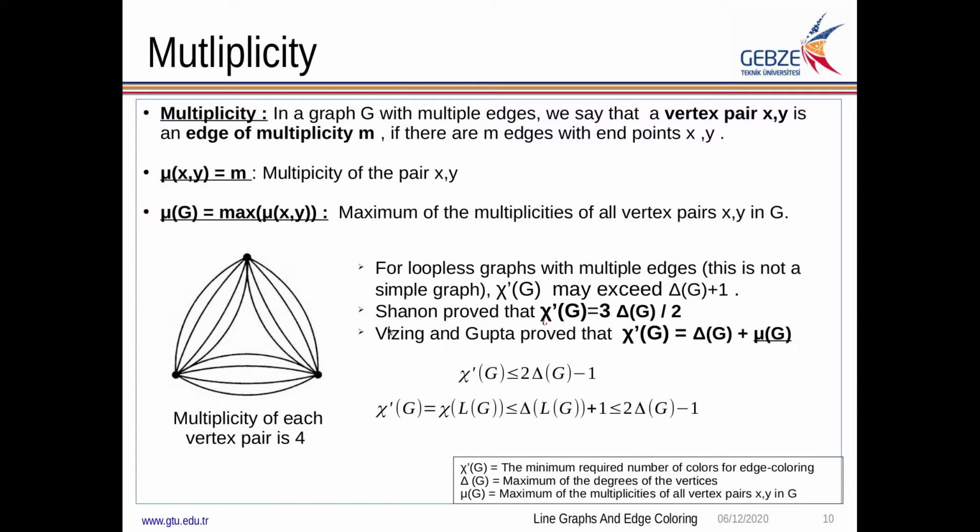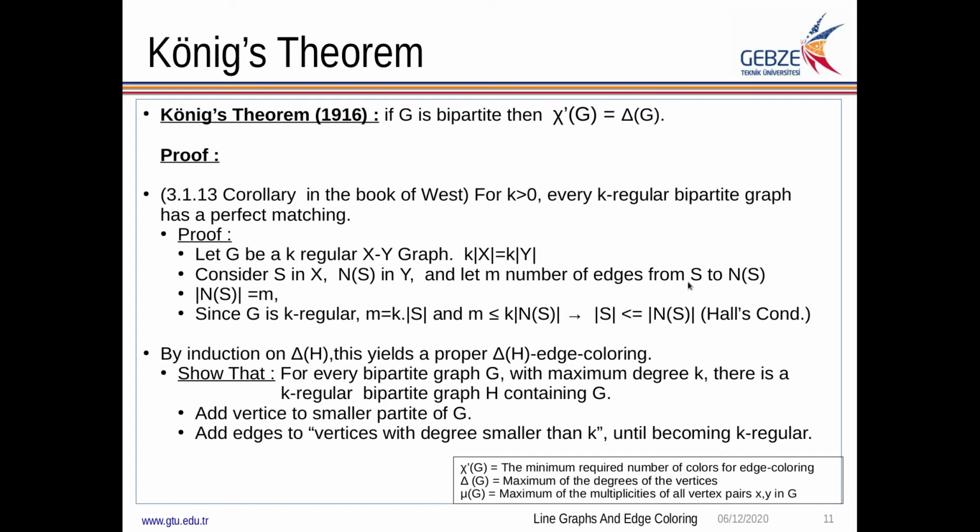In fact, we will see the proof of the formula for the simple graphs, which is chi prime of G at most delta G plus 1, and for non-simple graphs we won't see the proof. The proof is not put here. Okay. Firstly, we will see Konig's theorem. If G is bipartite, then chi prime of G will be equal to delta G.